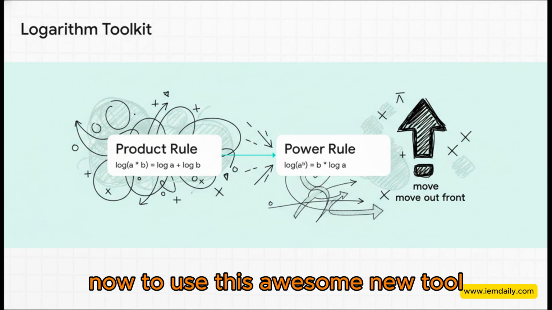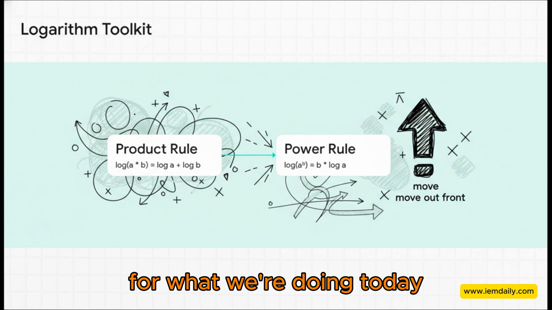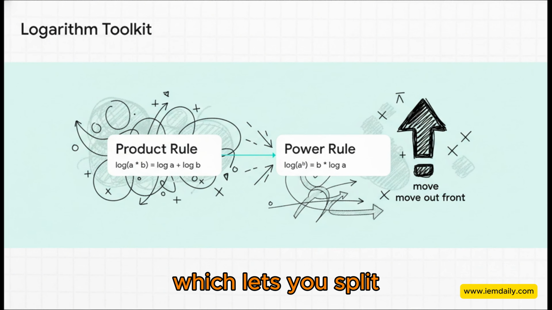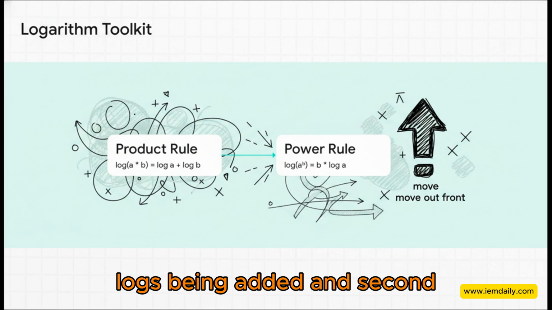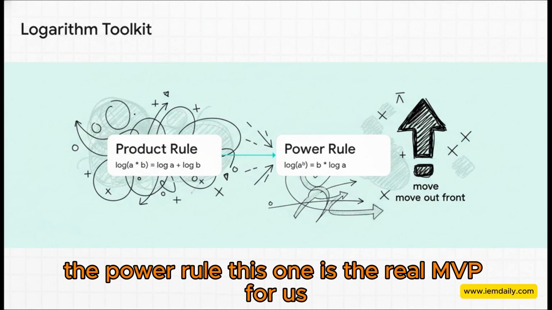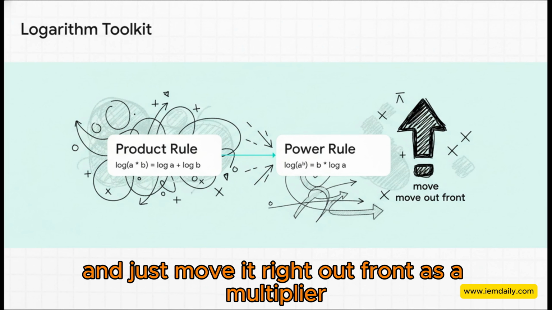Now, to use this awesome new tool, you really only need to remember two key rules for what we're doing today. First, the product rule, which lets you split a log of things being multiplied into two logs being added. And second, the power rule. This one is the real MVP for us. It lets you take an exponent from inside a log and just move it right out front as a multiplier.